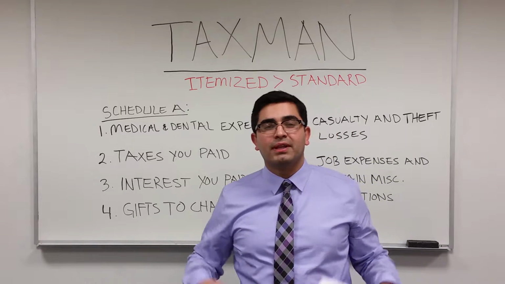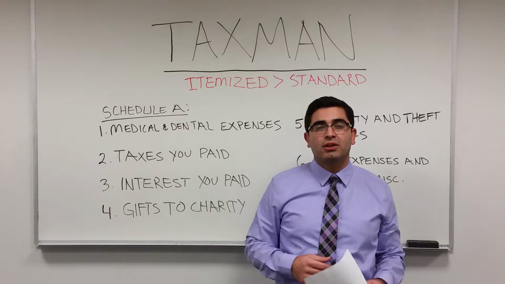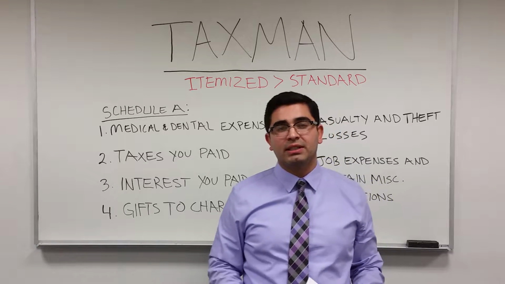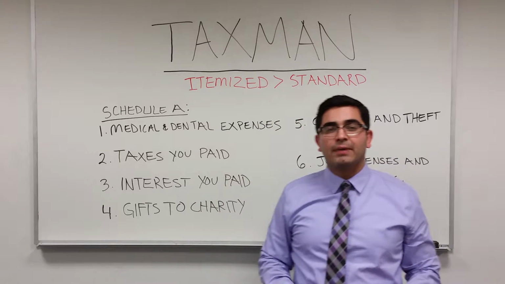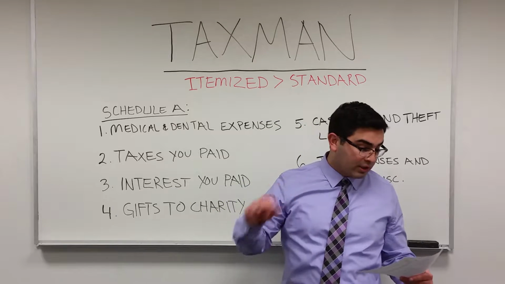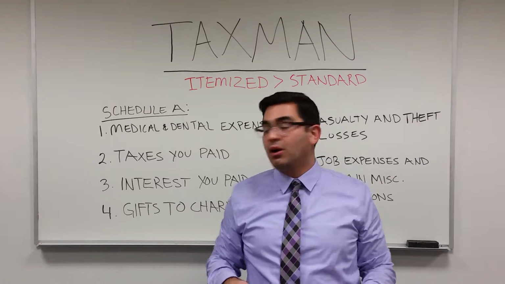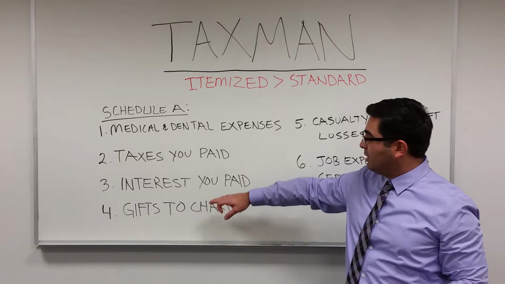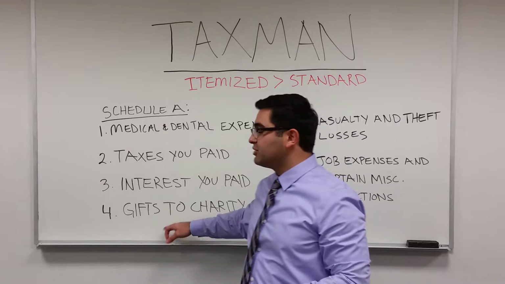Number 3 here is interest you paid. An example of this would be mortgage interest. So if you own a home and pay a mortgage, all the interest you pay on your mortgage is deductible in section 3 of the Schedule A. Also, home mortgage insurance premiums, I should say, are deductible also on your Schedule A under section 3.